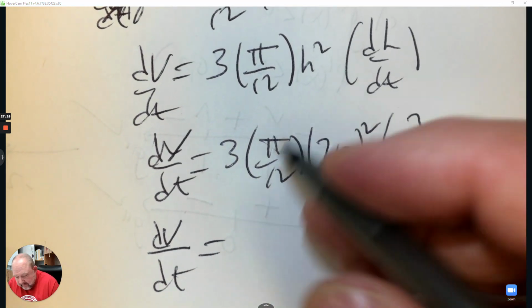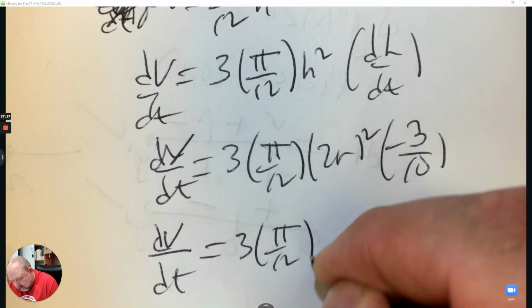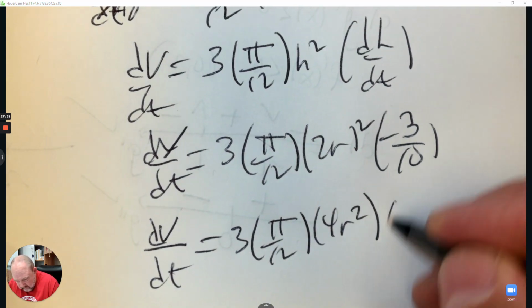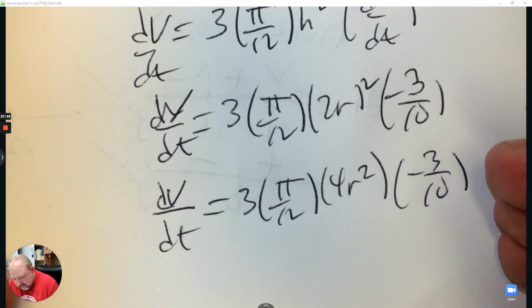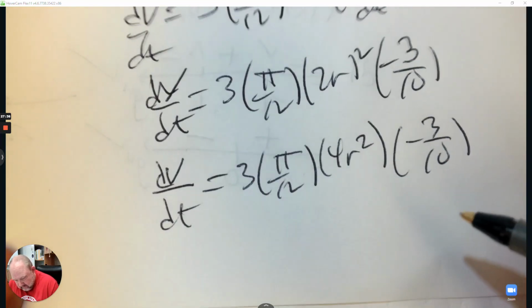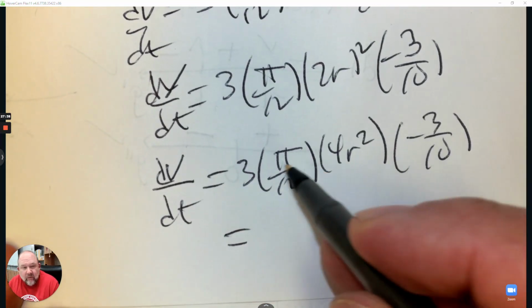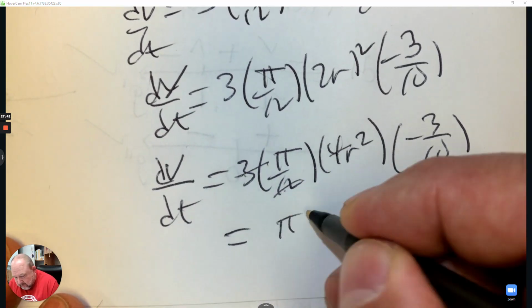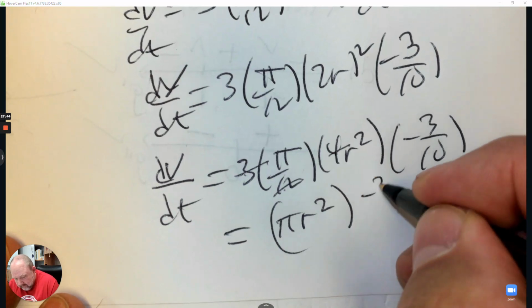And then I'm going to simplify this. So I have 3 pi over 12. This is 4r squared. And this is negative 3 over 10. So 3 times 4 is 12 divided by 12. So I'm just left with pi r squared times negative 3 over 10.